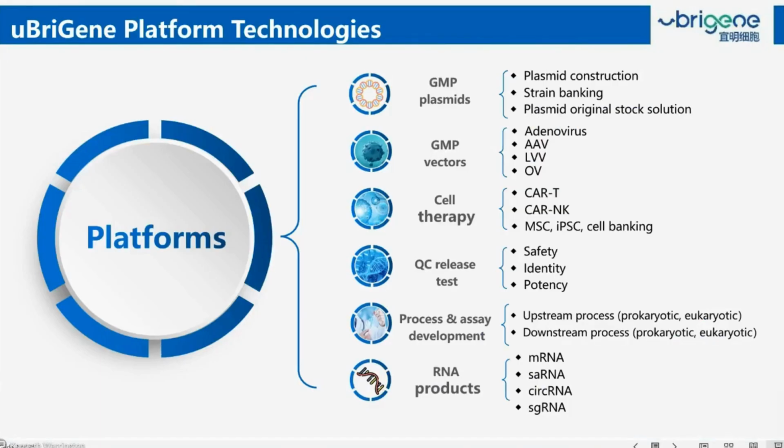uBriGene offers a number of platform technologies across all of the advanced therapies currently under active development. But for the sake of today's presentation, I'm going to focus a little bit on our plasmid capabilities, because it is a critical template for the production of RNA. And certainly, focus will be on our RNA product offerings for the manufacturing. For this presentation, we'll cover at a high level mRNA, self-amplifying RNA, circRNA, and we'll start with small guide RNAs.